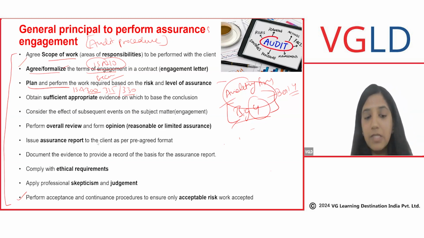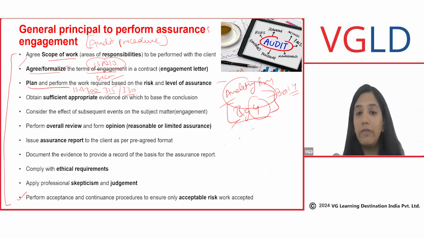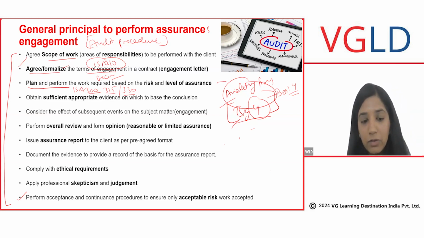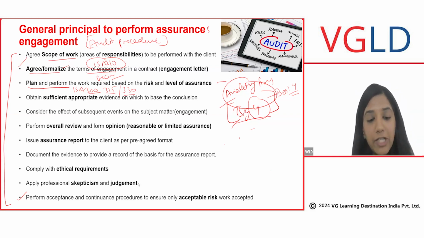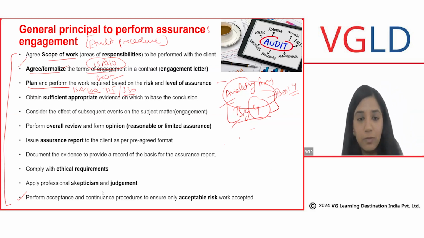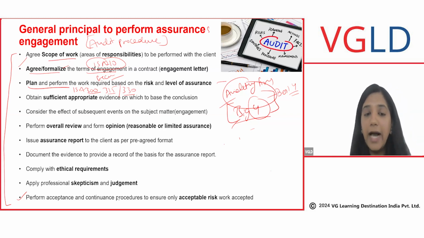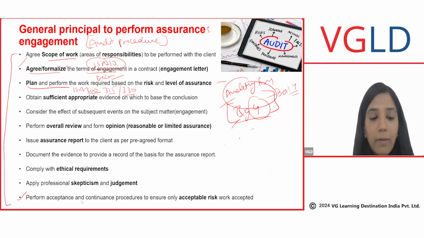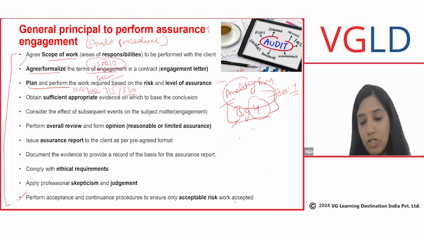Comply with the ethical requirements. So every chartered accountant has a certain amount of ethical standards that they have to abide by. This will also come in your PER, and you have to abide by those also. Apply professional skepticism and judgment. As you go down in your career, as you gain experience, you will be able to better form a judgment basis your professional capability. And skepticism is a questioning mindset. Perform acceptance and continuance procedures to ensure only acceptable risks are accepted. So there is nothing to explain about this.